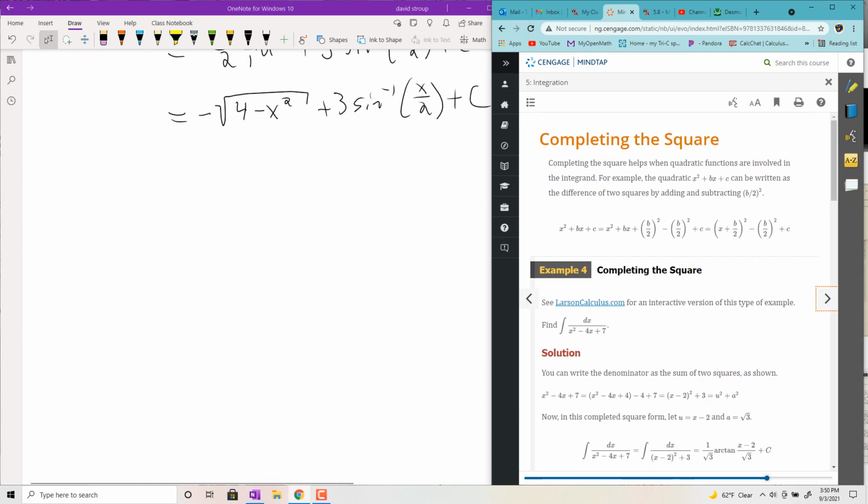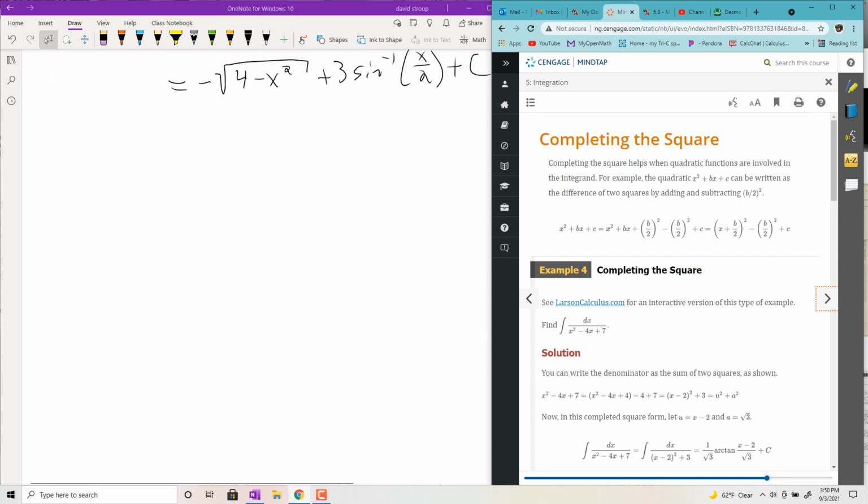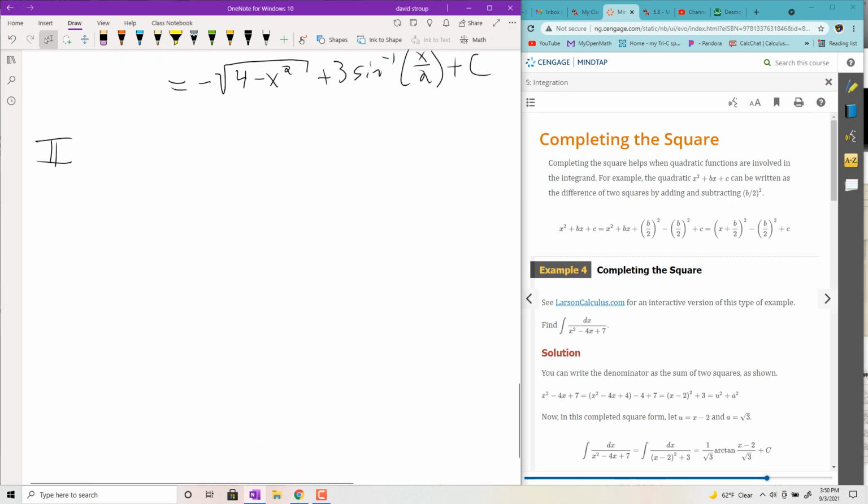Problems where you have to complete the square. So just a reminder of completing the square. Section 1, so I guess we'll call this section 2. Completing the square.